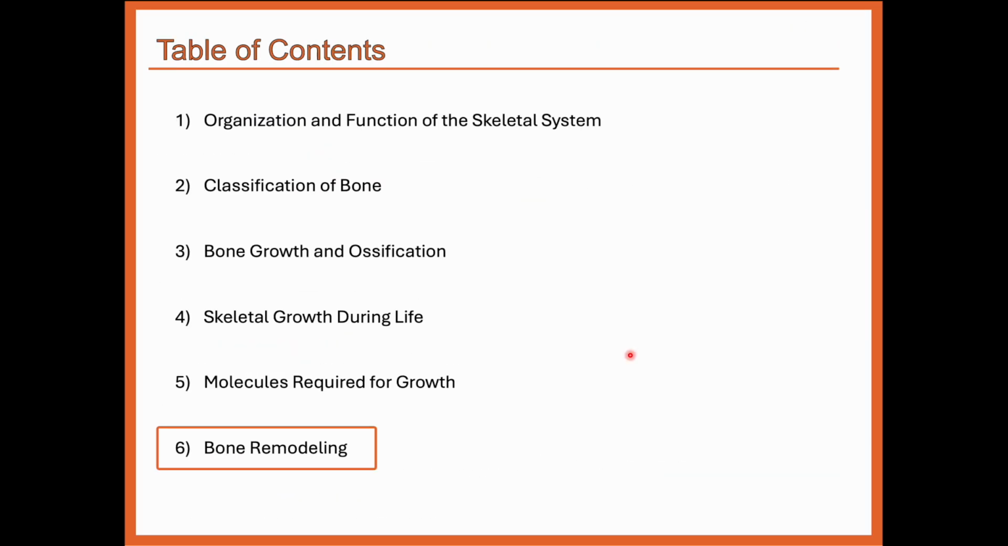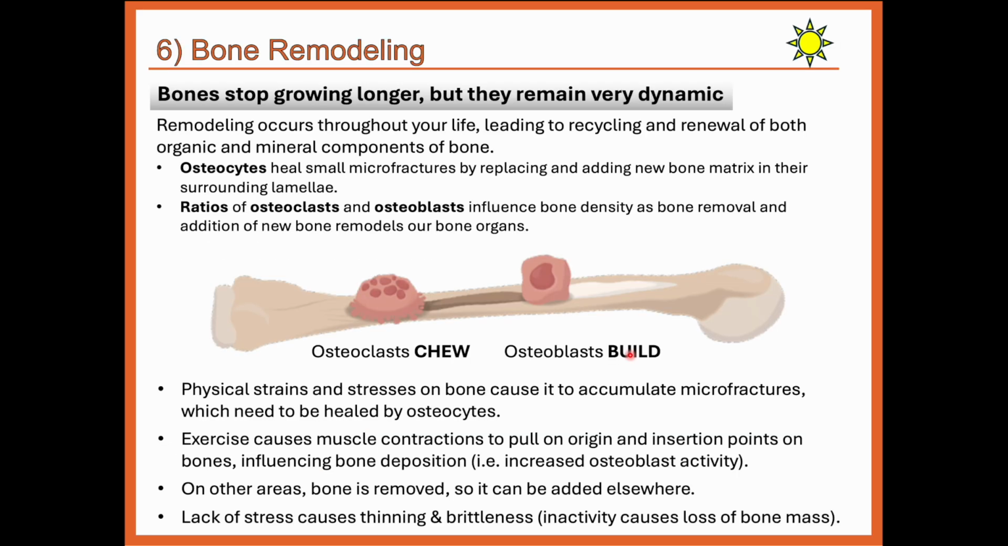Now, in addition to all this, throughout our life, sometimes we break off pieces of bone, right? Like we have a fracture and we need to remodel that bone, right? So that's our last section. Bones stop growing longer, but they still remain dynamic. Remodeling occurs through your life, leading to recycling and renewal of both organic and mineral components of bone. So, osteocytes heal small microfractures. I told you about this. On their own, osteocytes could still make matrix, but only small little microfractures around them, right?